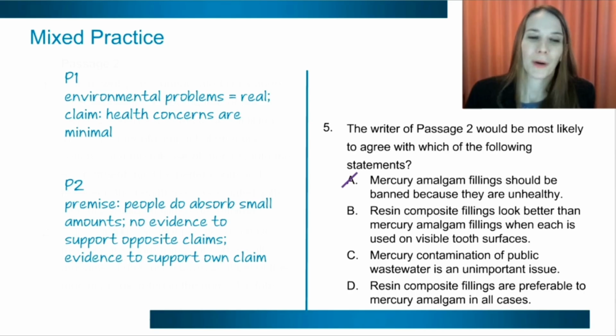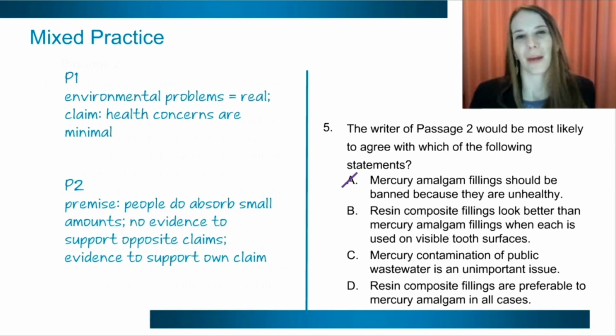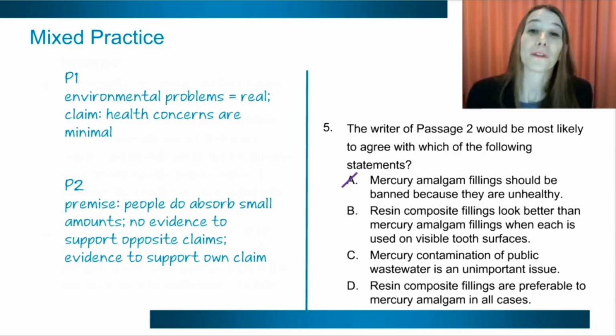Author 2's point of view. Well, we know it's not going to align with answer choice A. This is in fact author 1's point of view. Author 2 doesn't say that mercury amalgam film should be banned. That's the other passage. Notice how some of these wrong answer choices are going to come from the other text. We don't want what author 1 says, we want what author 2 says.